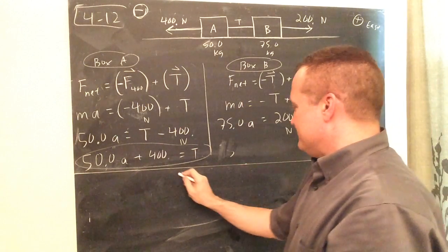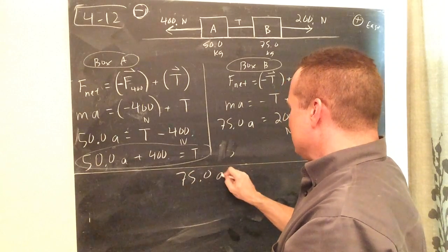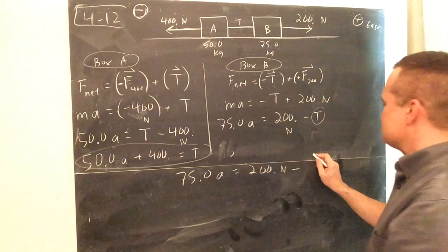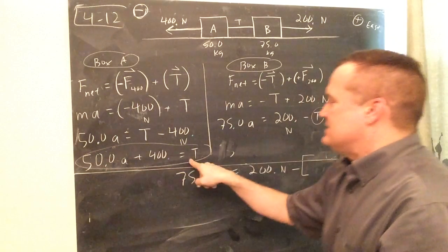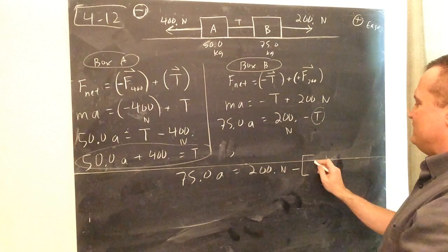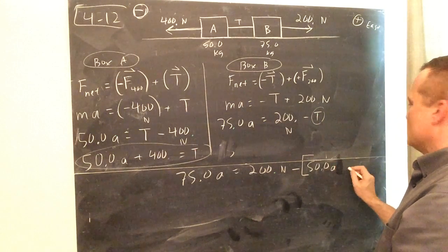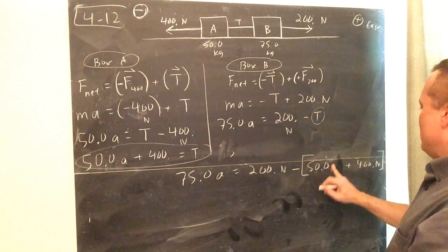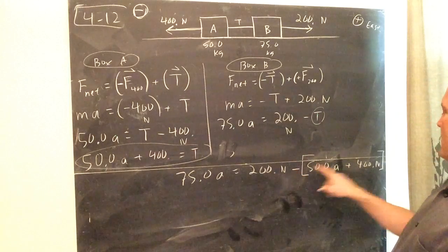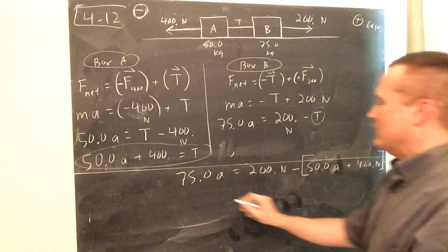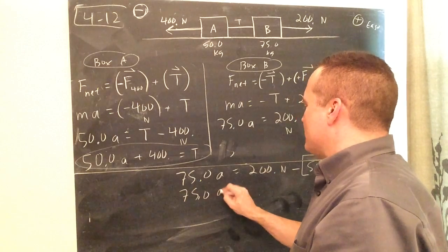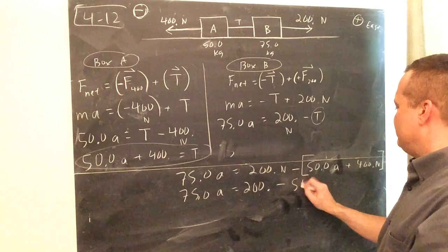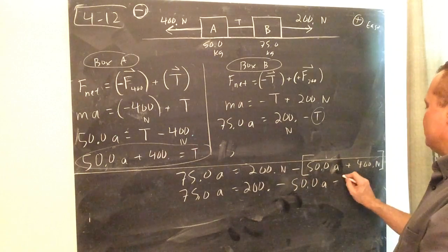Maybe I'll do it down here just to get out of the way. 75 times A is equal to 200 newtons minus, I'm going to use brackets here, T. Instead of T, I'm going to put in 50A plus 400 newtons. Now be careful. Notice I put brackets around it because that negative applies to both. Next step, it will take a little bit more algebra here. Just 200. I'll leave off the N. Minus 50A and minus 400 newtons.